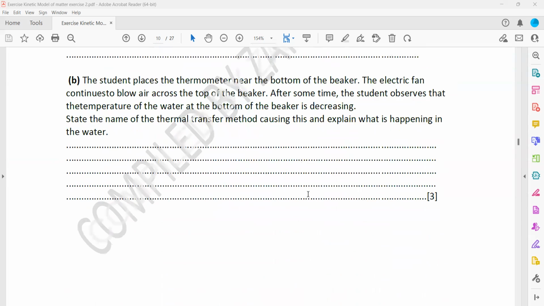Then 12 part B: a student places a thermometer near the bottom of a beaker. An electric fan continues to blow air over the top of the beaker, and after some time the student observed that the temperature of the water at the bottom of the beaker has decreased. Here you have to explain evaporation. There is a beaker filled with water and a student placed a thermometer here.